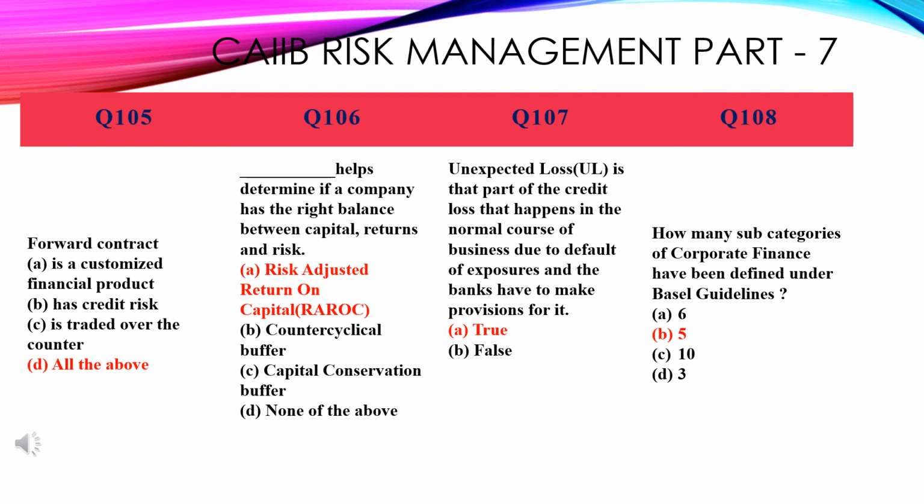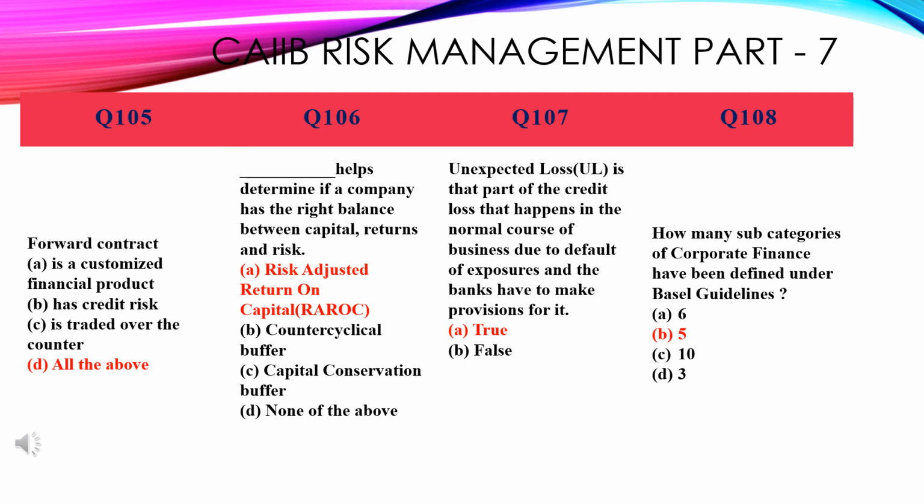Then the next question is unexpected loss. Unexpected loss means UL. Unexpected loss is that part of the credit loss that happens in the normal course of business due to the default of exposures, and the banks have to make provision for it. Is it true or is it false? So see here, it's true.